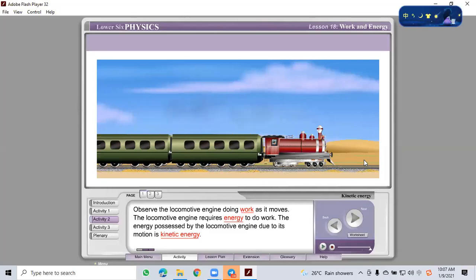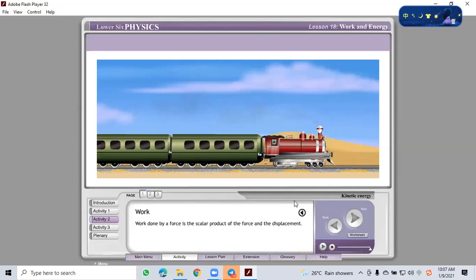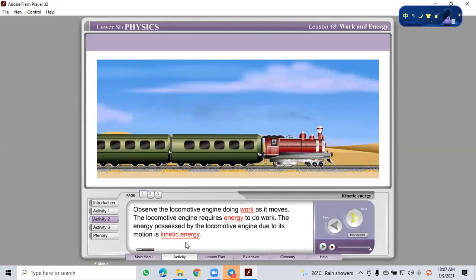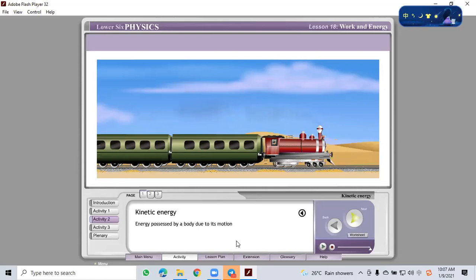Let's refresh the terms of work. Work done by a force is the scalar product of the force and the displacement. Energy is the ability to do work. And lastly, kinetic energy is the energy possessed by a body due to its motion. That means that when an object is moving, it possesses kinetic energy.